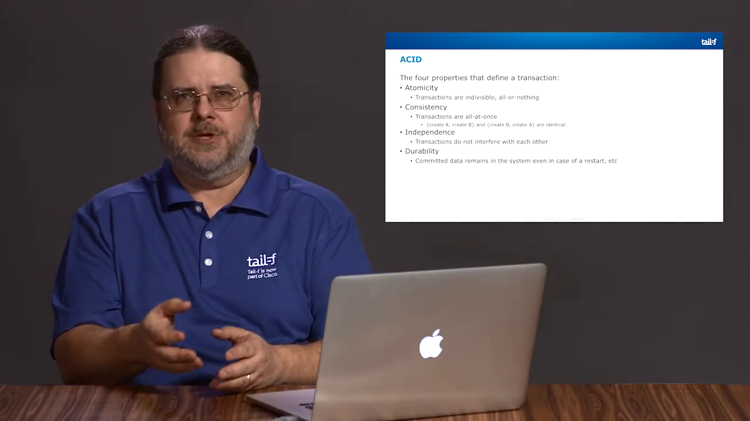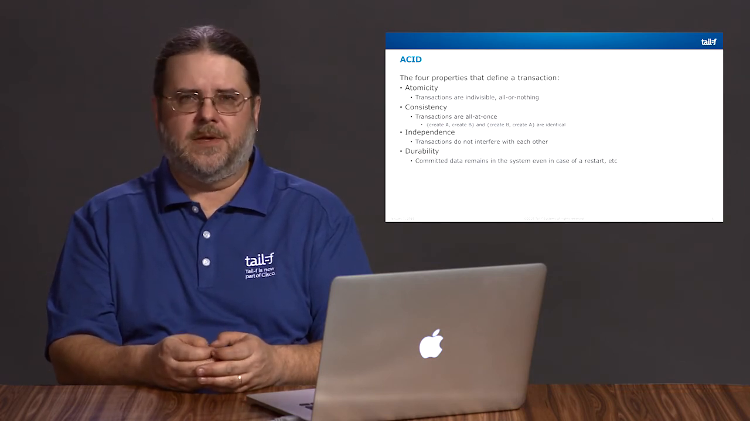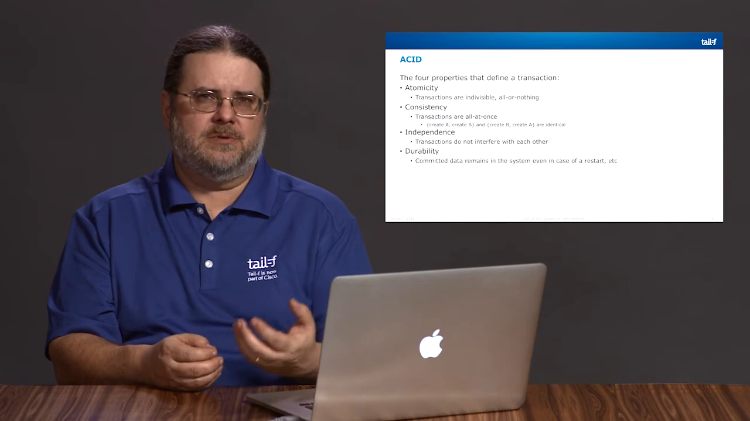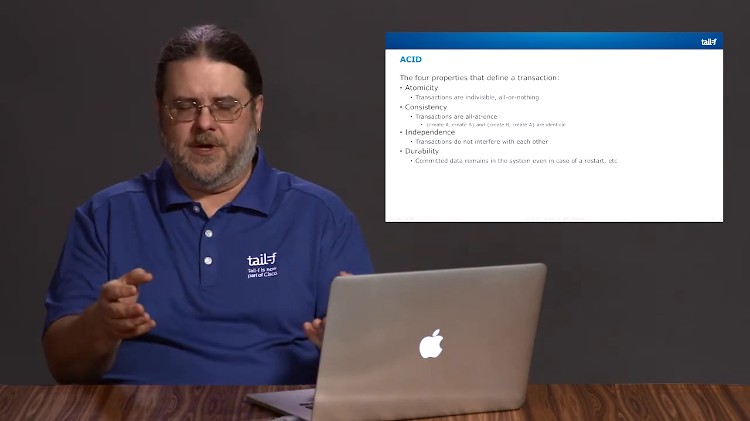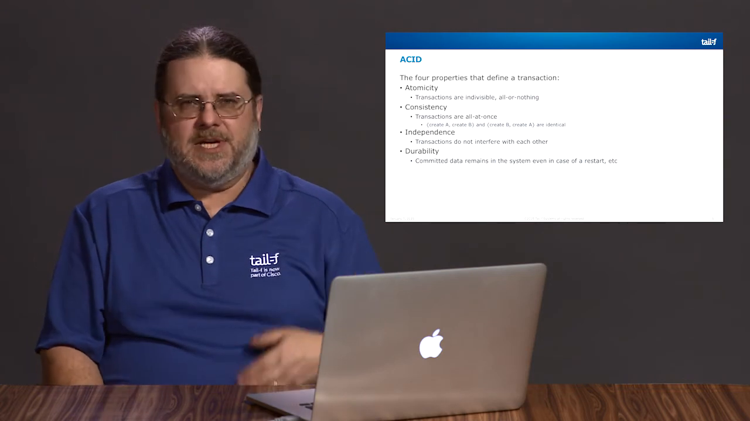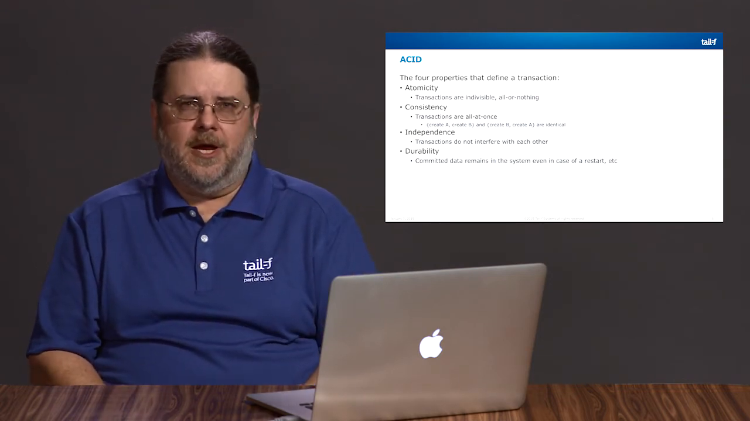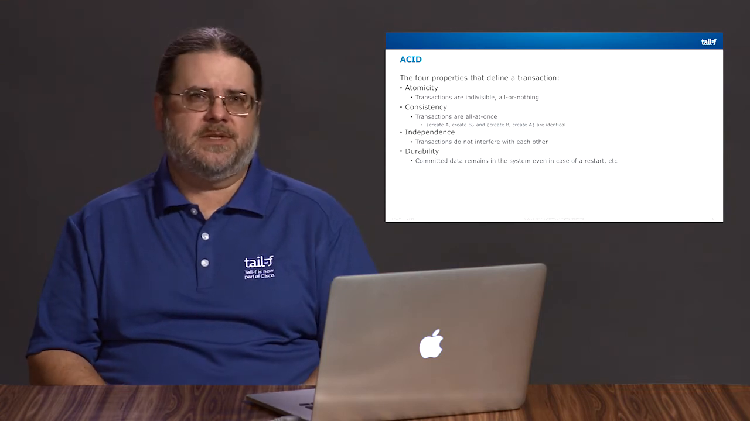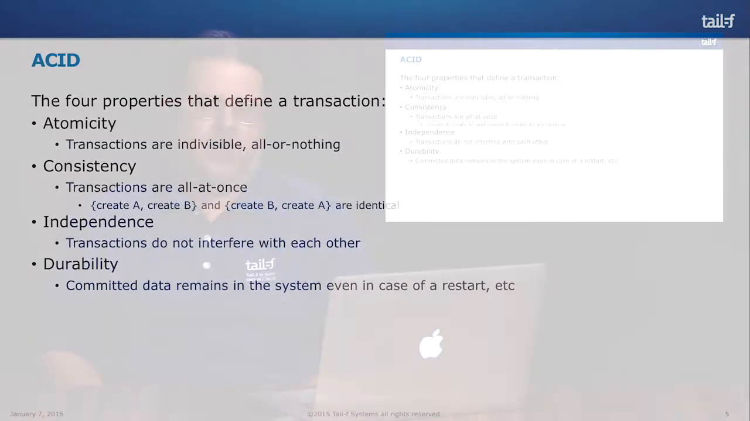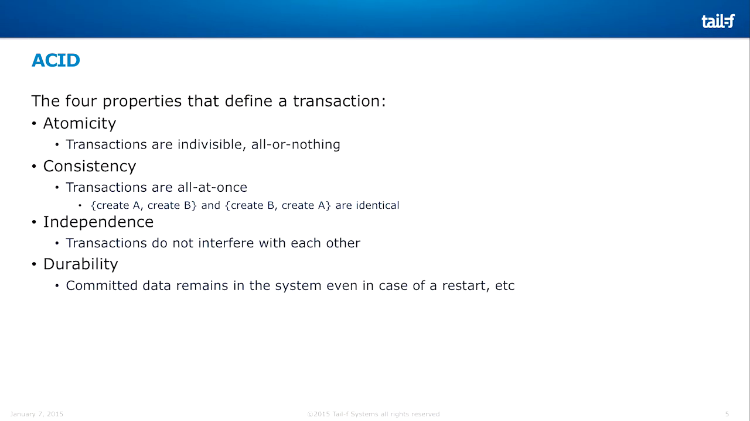Now, I'd mentioned that CDB has multiple data stores and that some of them are transactional. CDB is a transactional database, just like the rest of ConfD is transactional. Transactions in computer science theory have certain properties they must meet in order to be considered a transaction. These properties are known as the ACID properties: atomicity, consistency, independence, and durability. Atomicity means transactions are indivisible. They're all or nothing. They either succeed or they fail. You never end up at some unknown, intermediate, inconsistent state. They succeed or they fail.